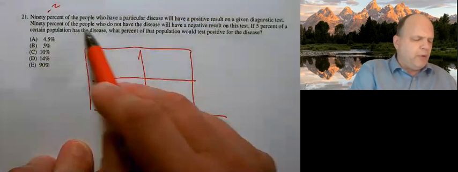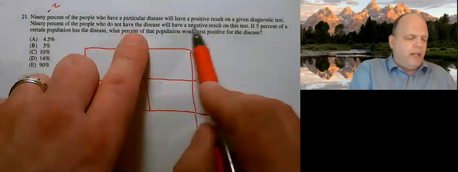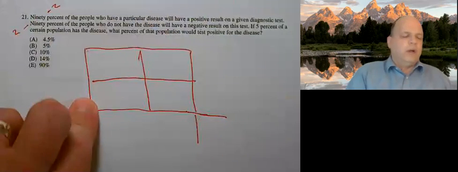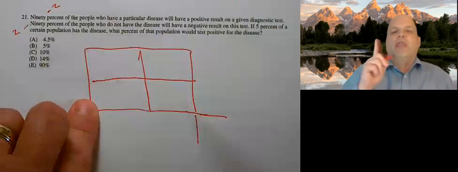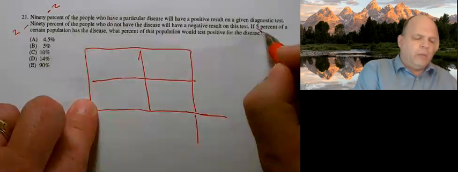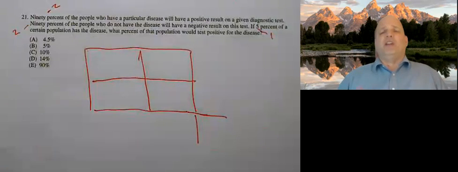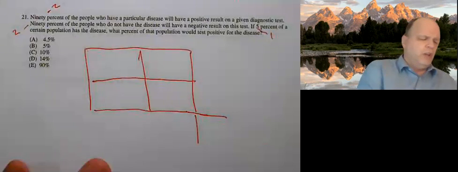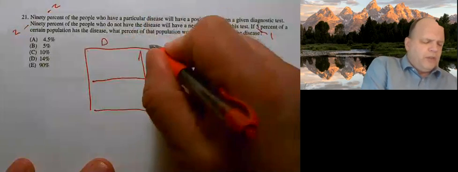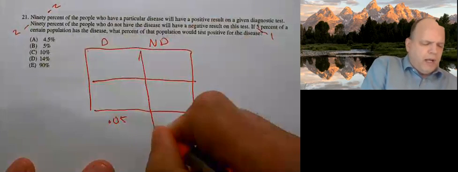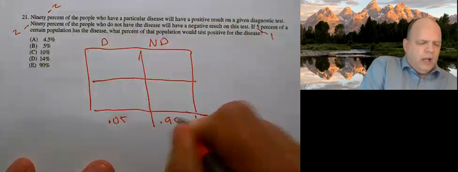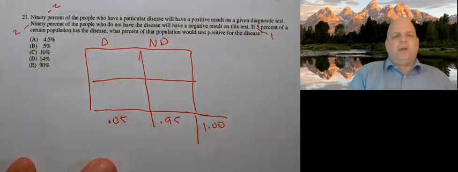Then it says 90% of the people who do not have the disease will have a negative result. Once again, this is tied to two variables, not what I'm looking for. 5% of a certain population has the disease. That is tied to a singular variable. I know it's tied to a singular variable because it doesn't mention test results. All it does is say, hey, 5% have the disease. So this is going to be disease. This is not disease. And I'm going to go ahead and say this makes this 0.05. And 1 minus that is 0.95. And we know that that makes up 100% of the population.